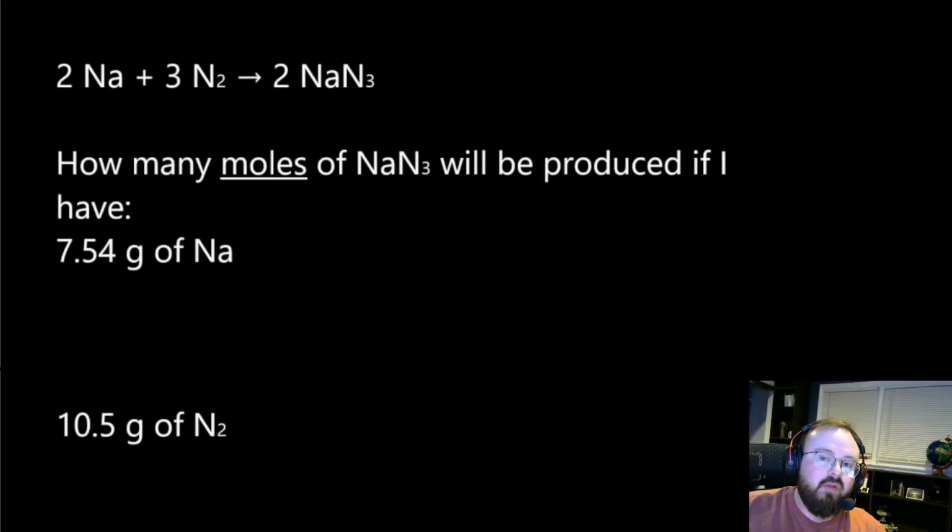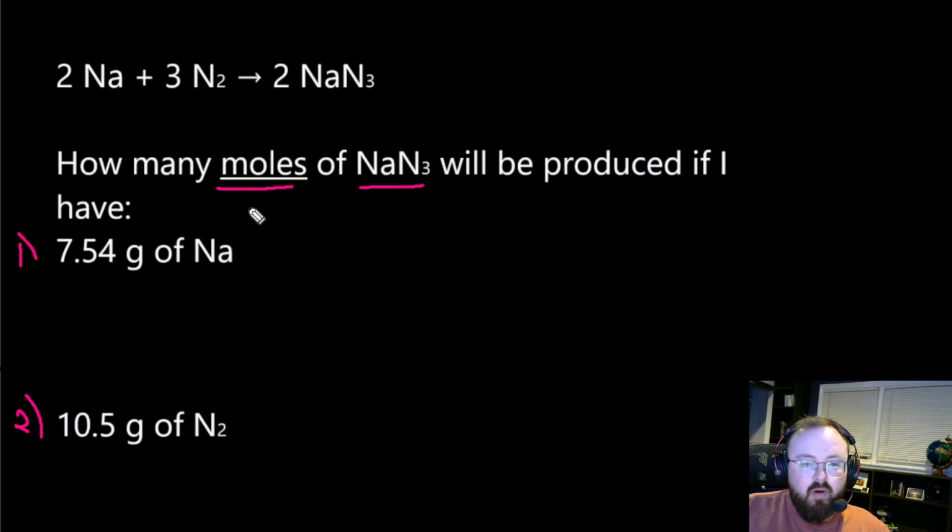Alright, so we're now at our first two-step process here. Our question asks us to calculate the number of moles of sodium azide, NaN3, given two different reactants. We're going to count this as two different questions, question 1 and question 2. And you're given the reaction here. Sometimes I'll have you write out the whole reaction, sometimes I'll just ask you to balance it. But here's our balanced reaction between sodium and nitrogen.